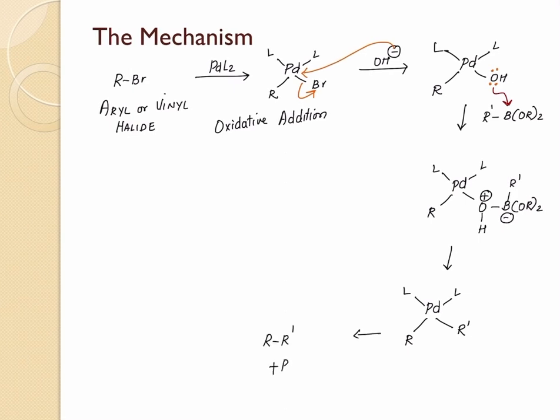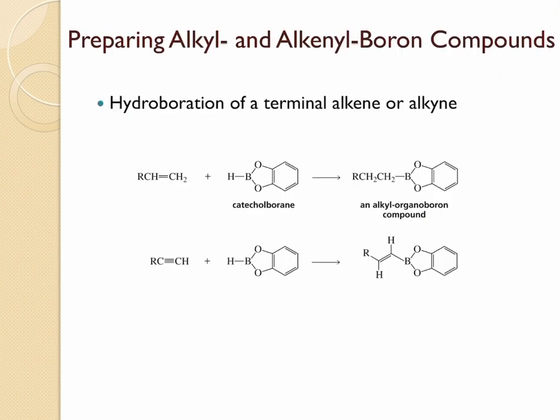And this will also regenerate the catalyst, which can be used to react with another molecule of the aryl or vinyl halides. Now, how to prepare the organoboron compound that is required for the Suzuki coupling reaction? It is generally prepared by the hydroboration reaction of a terminal alkene or terminal alkyne.